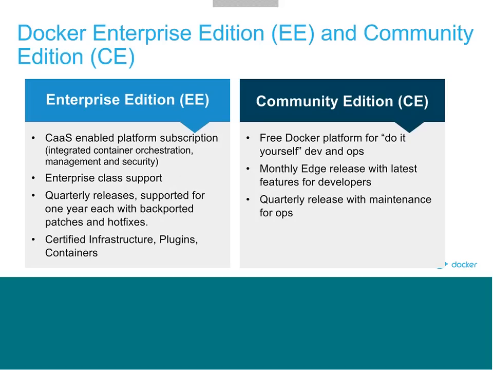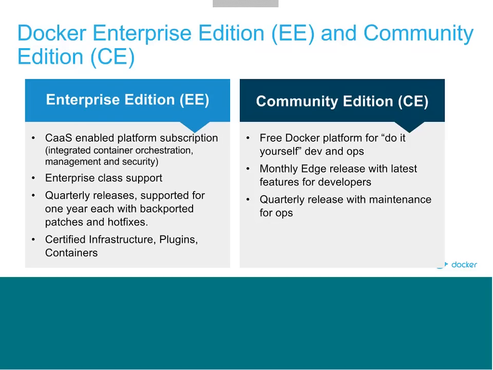Just to talk about Enterprise Edition and Community Edition side by side. Enterprise Edition is a paid subscription, and it comes with a full container as a service enabled platform. So it has orchestration, management, and security. And it comes supported by Docker Inc. So if you buy an Enterprise Edition subscription and you encounter a problem running Docker, then you can call or email Docker and we'll help you figure it out.